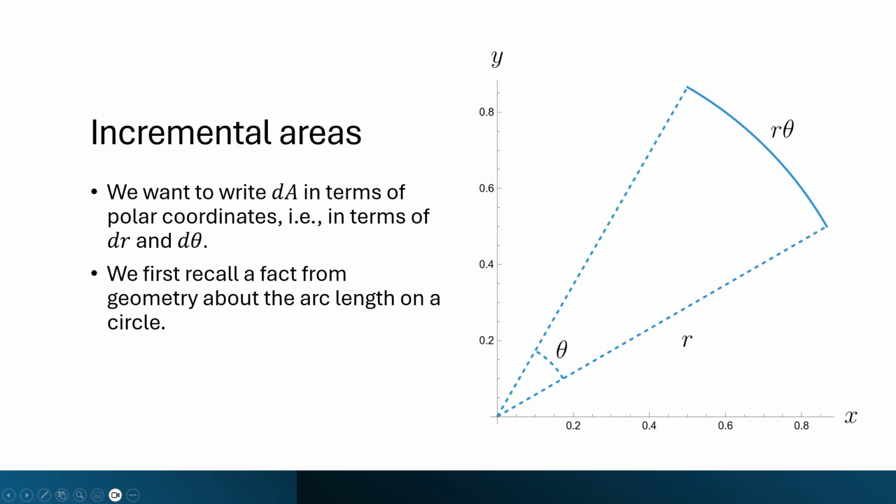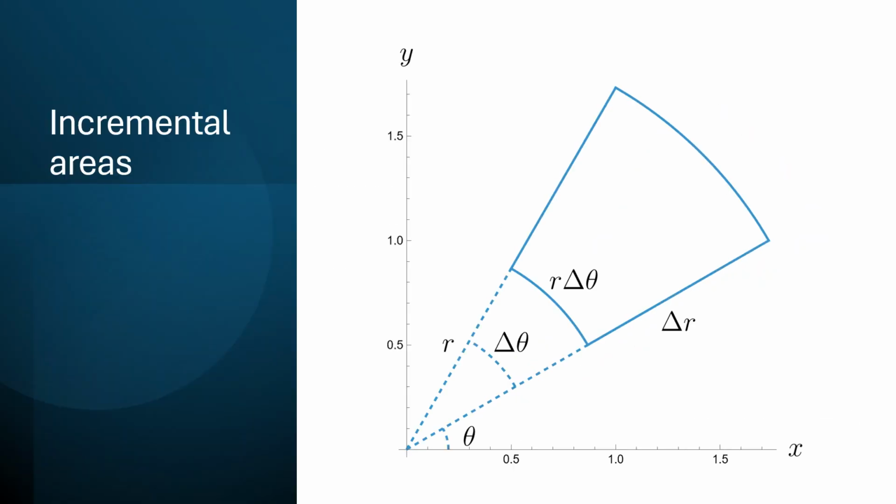You could also think of it like this: if I did pi over 2 here, then you'd be taking 1/4 of the circumference of the circle, and so on. So this is just a more general case of that. But we're going to need this formula to find our incremental area.